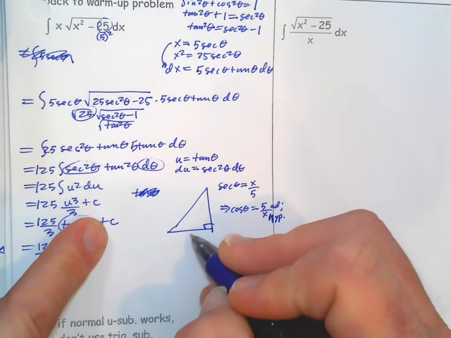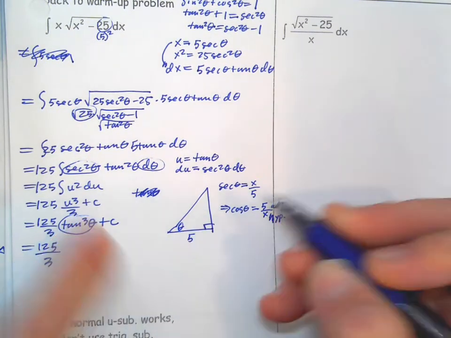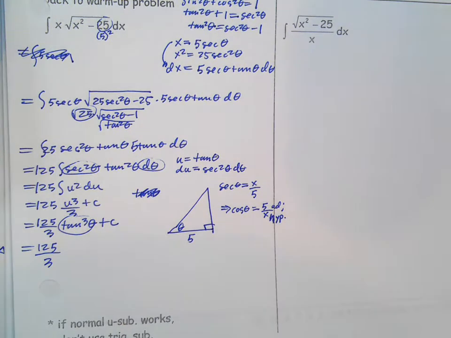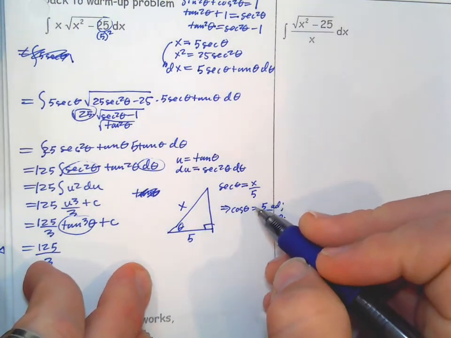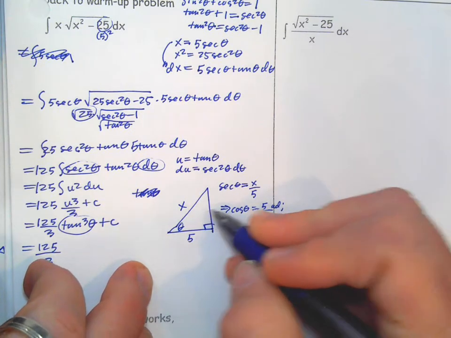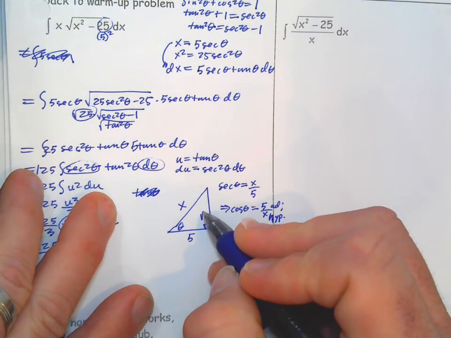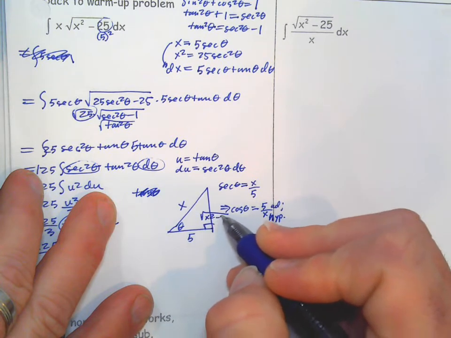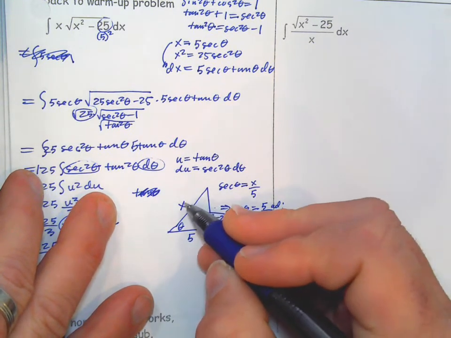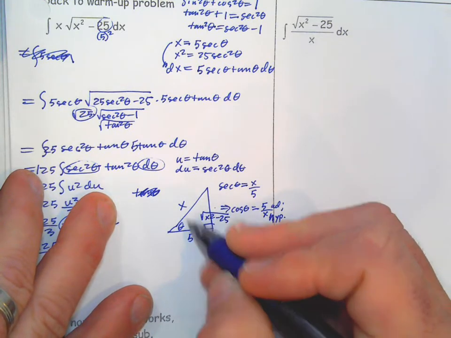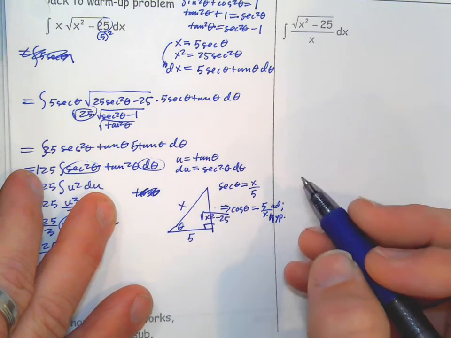So I'm going to make the adjacent side 5. I'm going to put the theta here. You can put it wherever you want; I'm going to put it there. So the adjacent side is 5. The hypotenuse is x. And then we can figure out the opposite side from the Pythagorean theorem. It'd be the square root of x squared minus 25, right? a squared plus b squared equals c squared. You subtract the 5 squared from the x squared, take the square root of both sides, plus or minus.